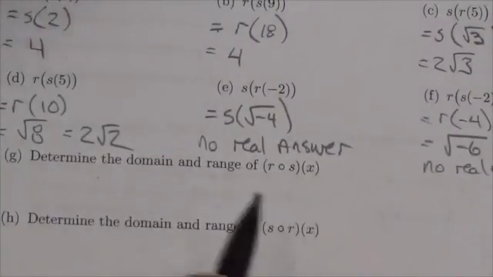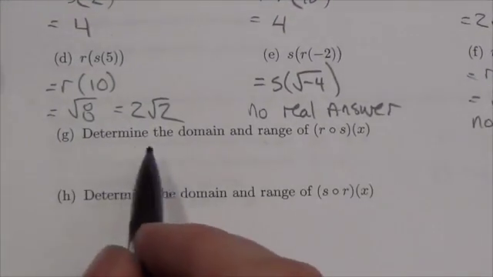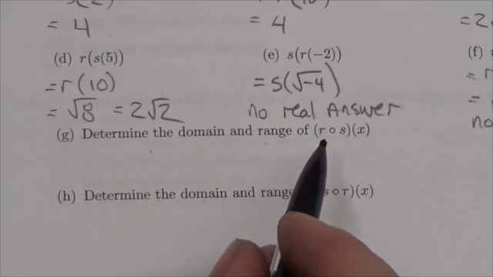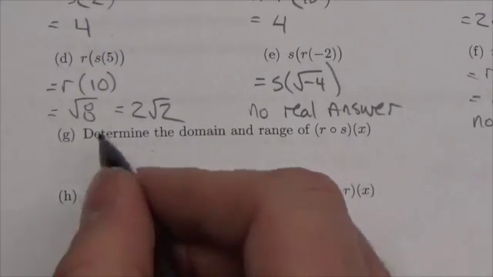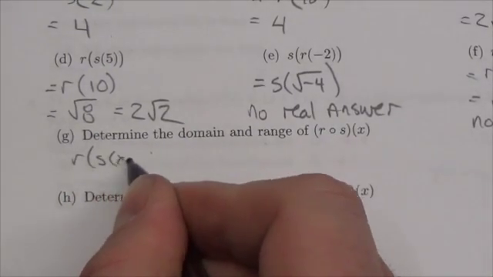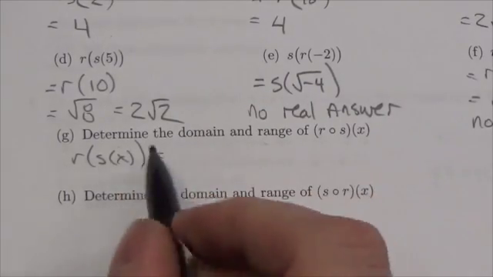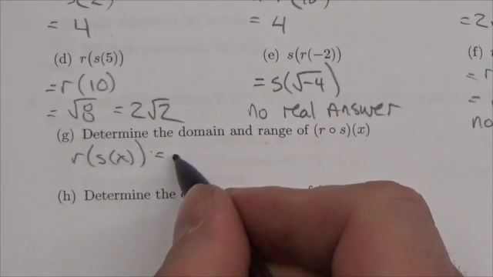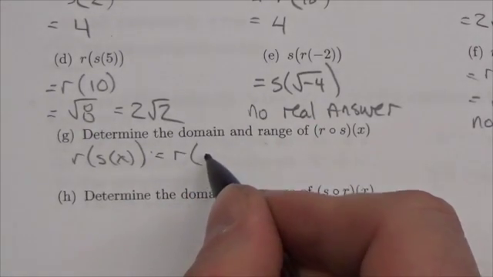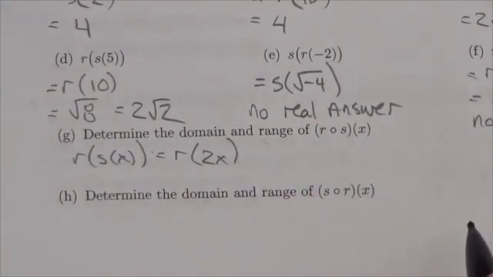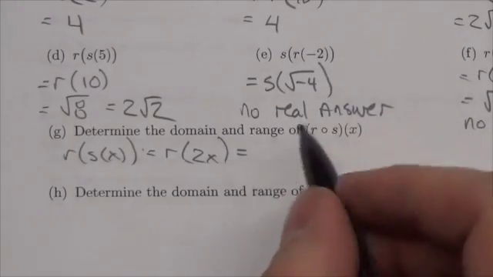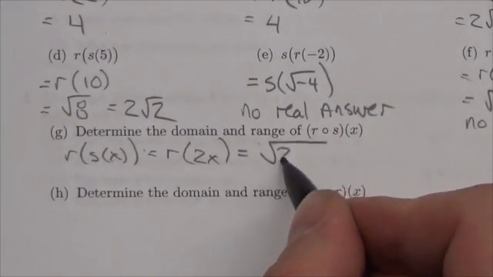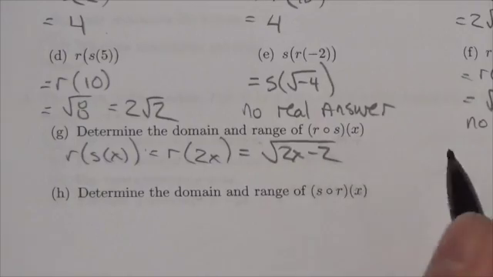So now we know that there is an issue with the domain. So let's take a look here. Determine the domain and range of r of s of x. So this is r evaluated at s of x. So I'm going to take the s function and plug that in. So this is going to be r of 2x. And so I will plug that in. This will become the square root of 2x minus 2.